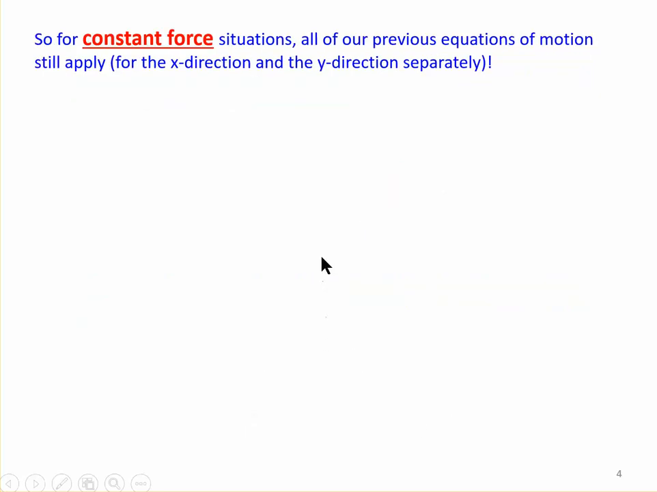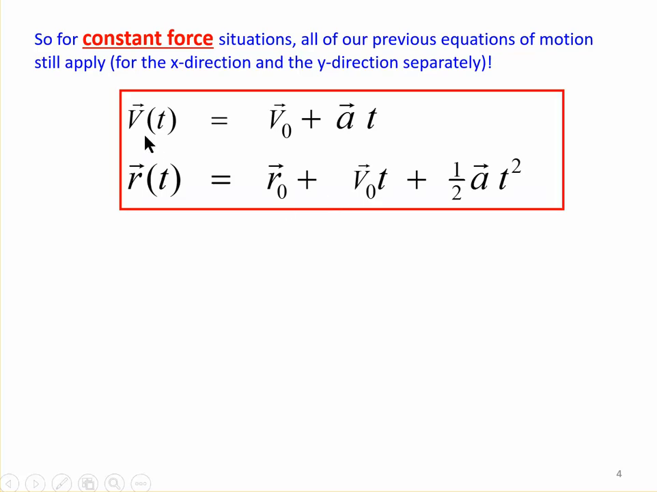So in particular, whenever we have a constant force, we can write the velocity of the object as a function of time and the position of the object as a function of time, just like we did before. Namely, the velocity vector at time t is equal to the initial velocity plus the acceleration vector times time. And the position vector is equal to the initial position vector plus the initial velocity vector times time plus 1/2 the acceleration vector times time squared. These are exactly the equations that we had before, but now we see that we can break them up into x and y components if we like.